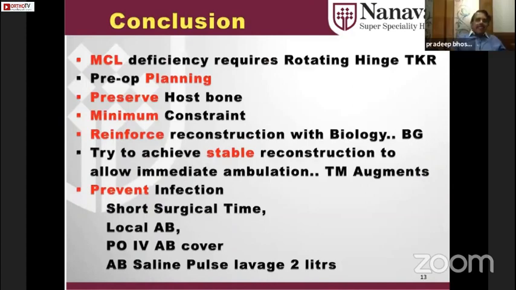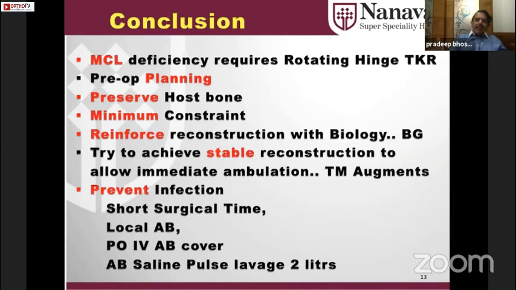So in conclusion, MCL deficiency requires a rotating hinge. You cannot use LCCK or semi-constraint. So it requires a rotating hinge whenever there's a complete deficiency of MCL. Pre-op planning is very important. Preserve host bone. Minimum constraint. Now, in this case, either you need a rotating hinge or a tumor prosthesis.